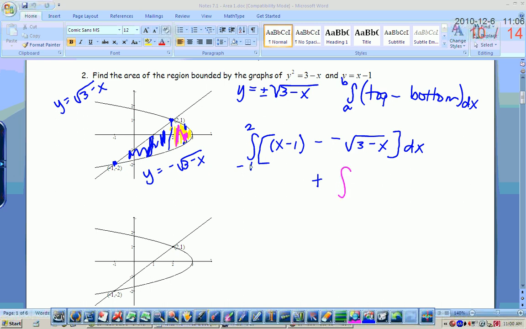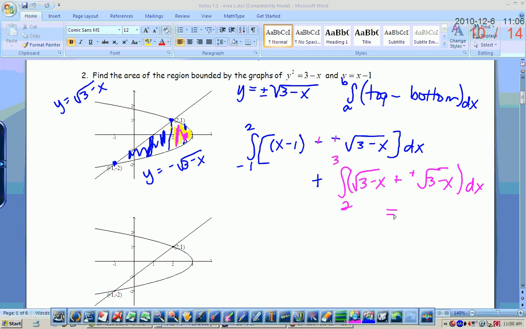The top part, what's the equation? The positive square root of 3 minus x, minus the bottom curve, which is negative square root of 3 minus x. And obviously that minus and negative in both places becomes positive. Now, my purple region is between which two x values? 2 and 3.